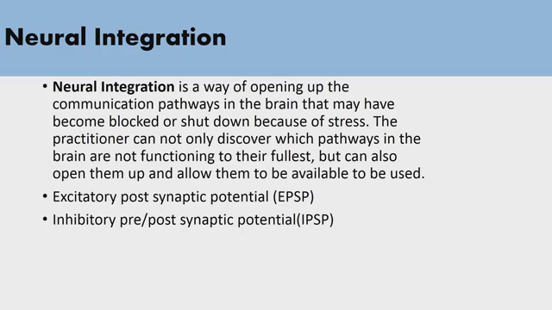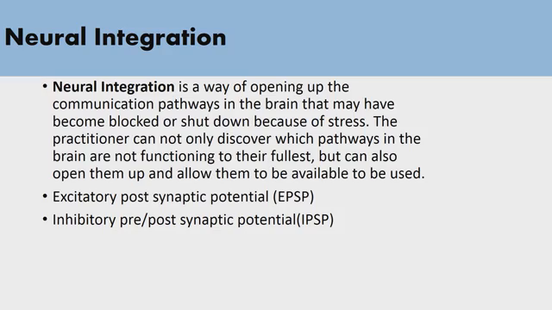Next, I will tell you about neural integration. Neural integration is a way of opening up the communication pathways in the brain that may have become blocked or shut down because of stress. The practitioner can not only discover which pathways in the brain are not functioning to their fullest, but can also open them up and allow them to be available to be used.